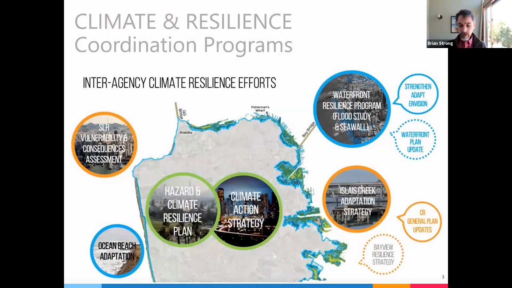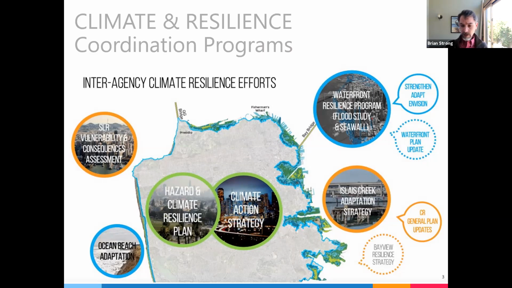So this shows some of the interagency work that we're doing. In the middle of San Francisco there on this map, we have the Hazard and Climate Resilience Plan, which is looking at all hazards. We have our climate action strategy, which is coming out in June, which focuses on greenhouse gas reduction and various mitigation and adaptation strategies there.